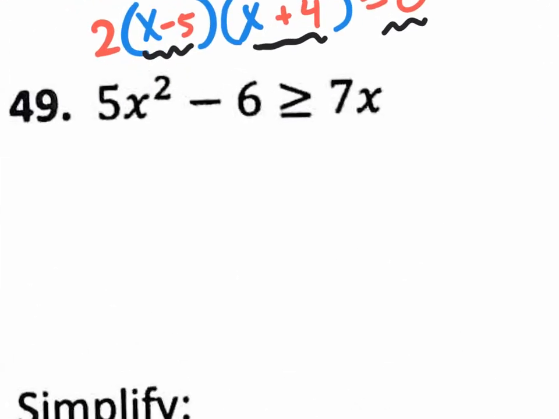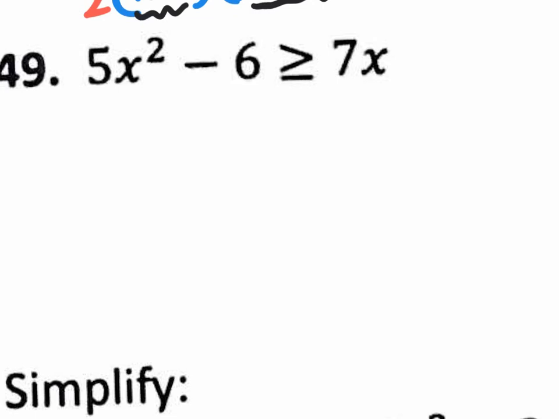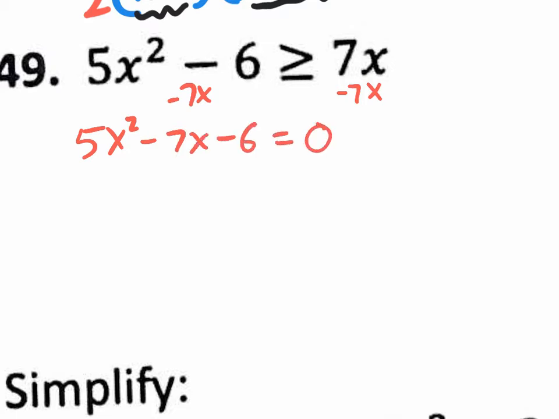Let's do one more of those. Let's subtract 7x. So we have 5x squared minus 7x minus 6. We're going to pretend it's an equation set equal to 0. And we're going to solve this thing.